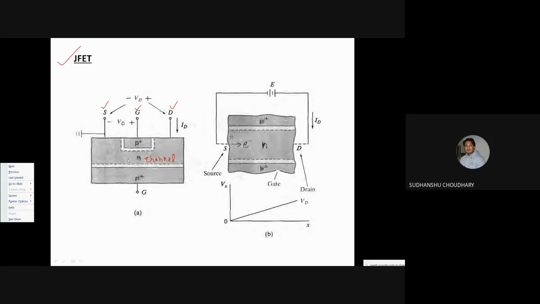Similarly, one can have a P-channel junction FET. Right? So a P-channel junction FET will have P over here and N plus here, and similarly N plus over here. So this type of junction FET will be called a P-channel junction FET. But currently this is an N-channel junction FET, because the channel is N, that is, the source is connected to N-type material.